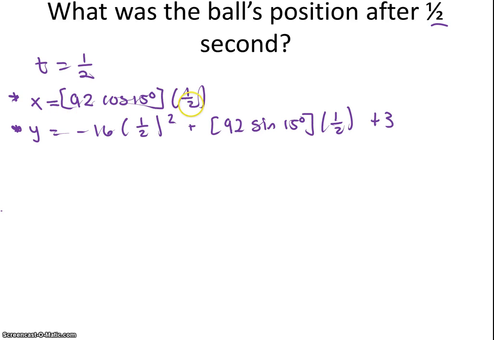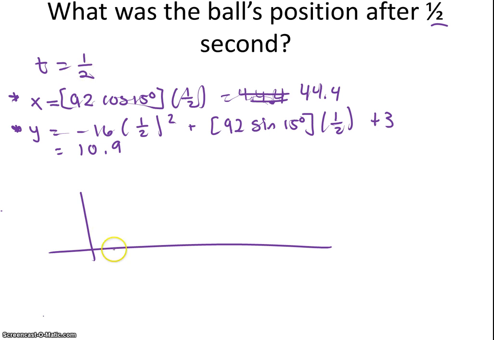Okay, so I plugged in 1/2 for my t into my x equation, and when I get that out, I get 44.4. Sorry, that came out really messy here. 44.4 is the horizontal distance it's traveled in a half of a second, and when I plug this into my y, I get 10.9. So what that tells me is after a half of a second it went over 44.4 feet and it was up 10.9, and it's about here. And remember, the path of the ball looked like this, so it was somewhere over here, the position after a half of a second.